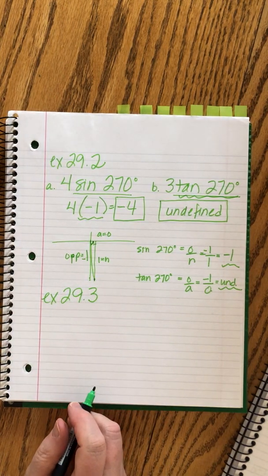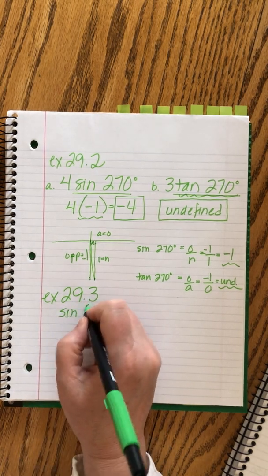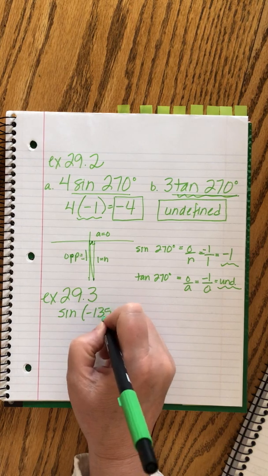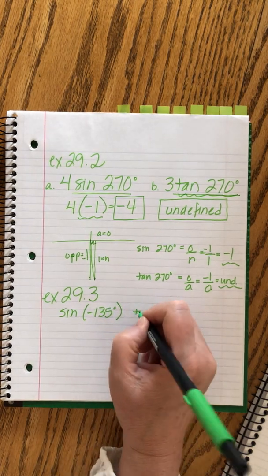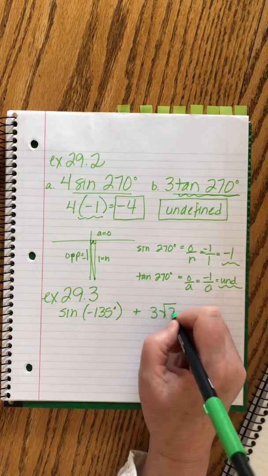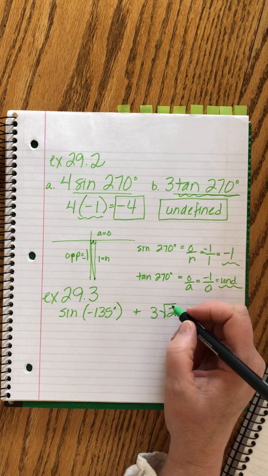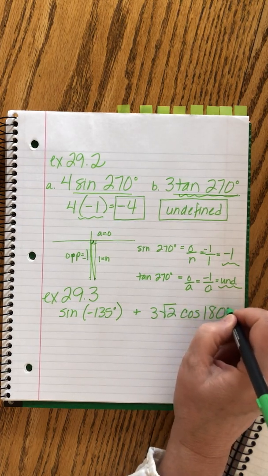It says evaluate the sine of minus 135 degrees plus 3 square root of 2 times the cosine of 180 degrees.